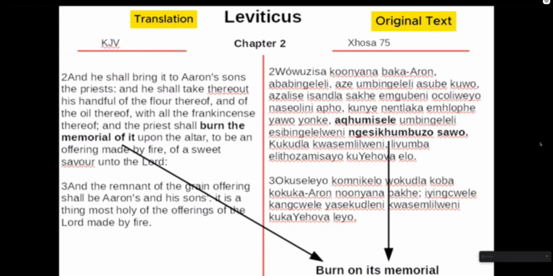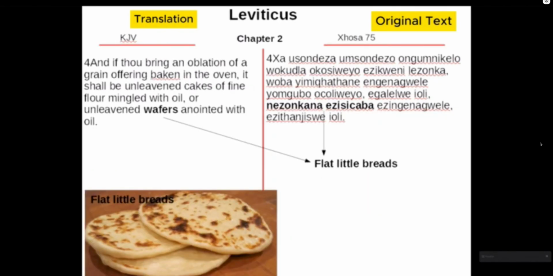Okay. Here's another one. Flat little breads. That's what the original text was saying, right? That's the original text I'm translating for you. But now the English says wafers. There's nothing about wafers over there. Flat little breads are flat little breads. It should have read exactly like that in English. Not wafers, because they're trying to accommodate all these pagan wafers and all. No, it's flat little bread.